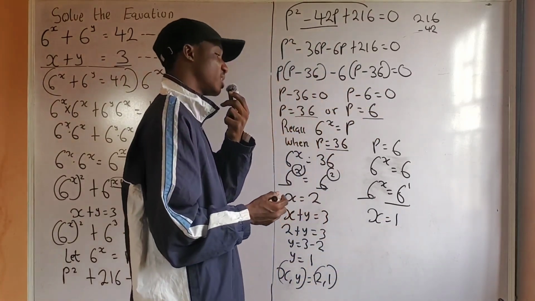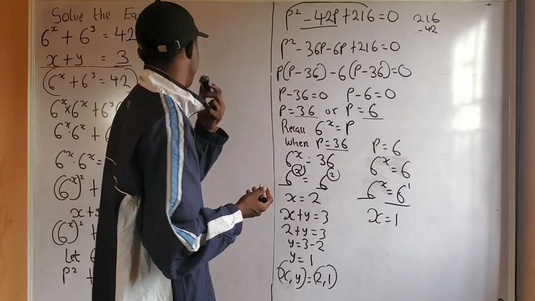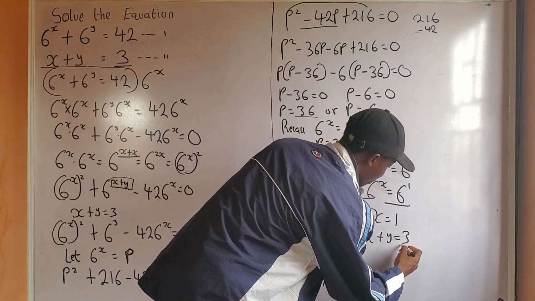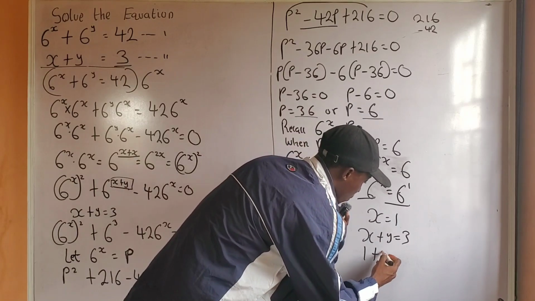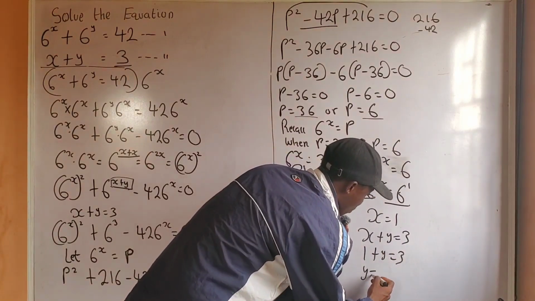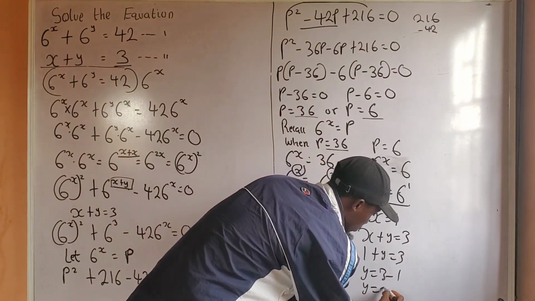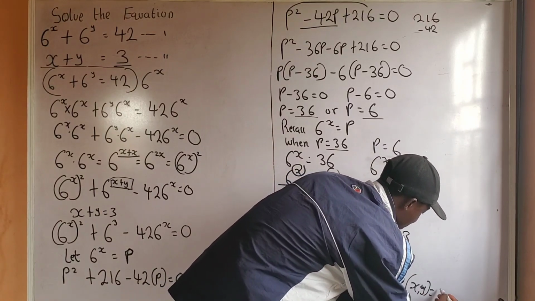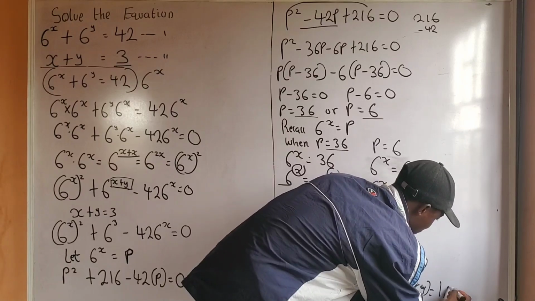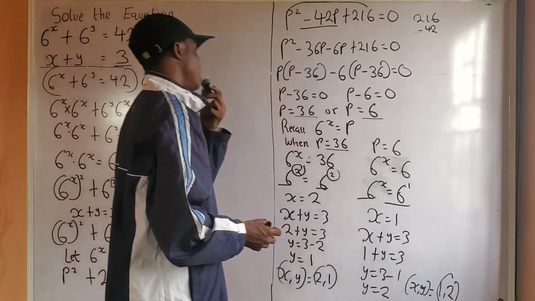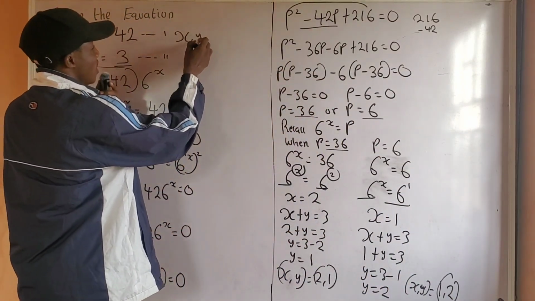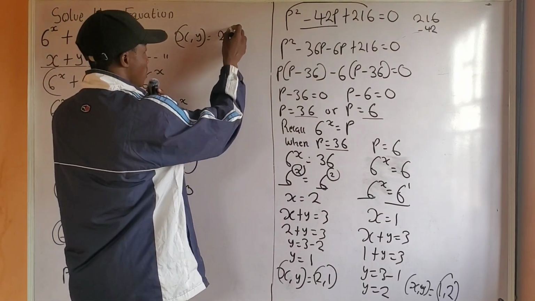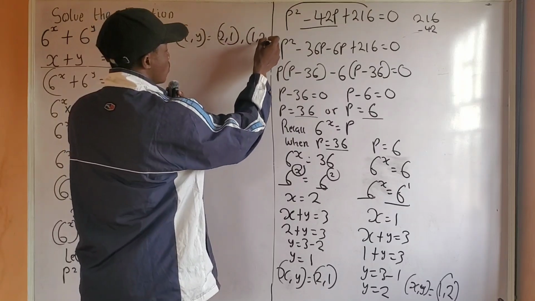Now when x equals 1, let us get the corresponding value of y. From equation 2, x plus y equals 3. Now x is 1, so 1 plus y equals 3. y equals 3 minus 1. y equals 2. So the value of x comma y is 1 comma 2. Do you understand? So for the equation, the values of x and y are 2 comma 1 and 1 comma 2. Do you understand?